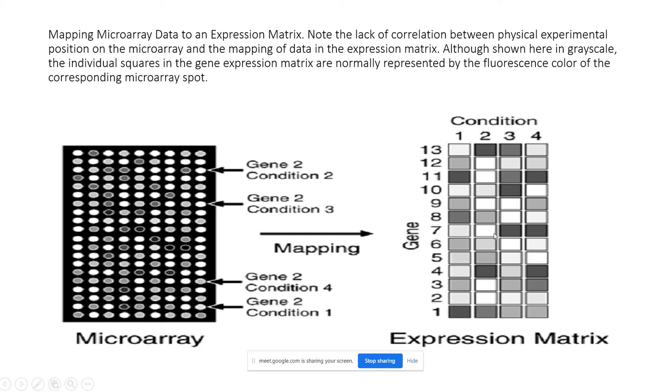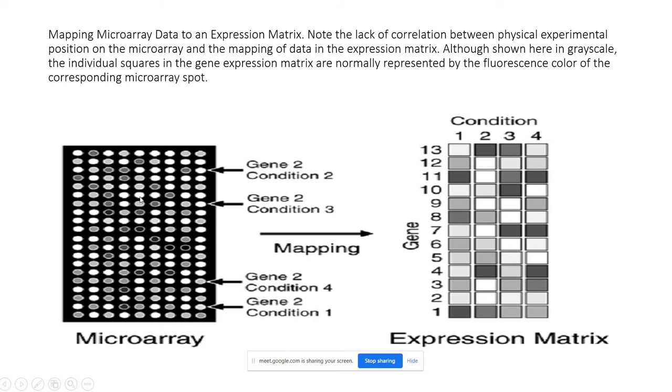Okay, are you getting what is the expression matrix? Do you have any question? Are you understanding what is microarray data? Yes, ma'am.